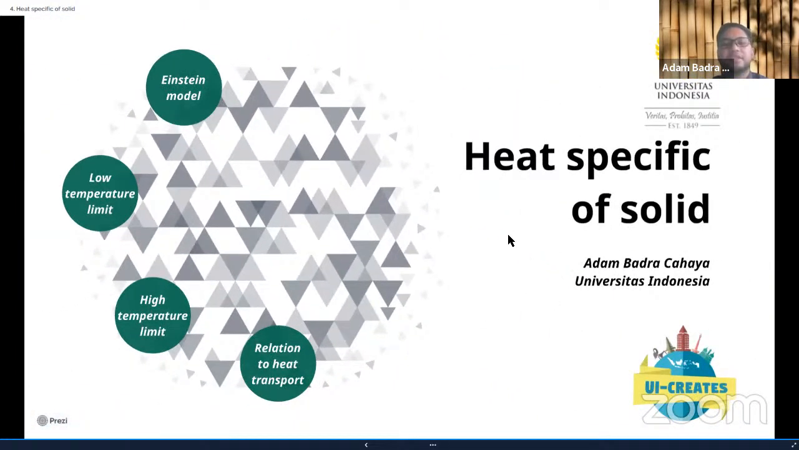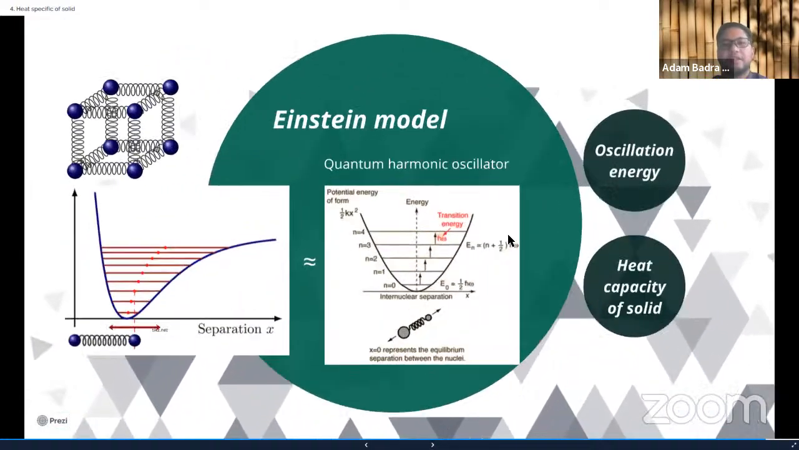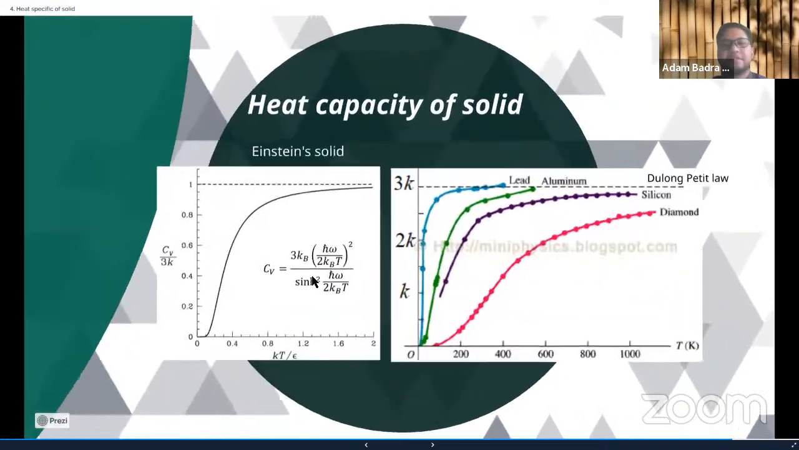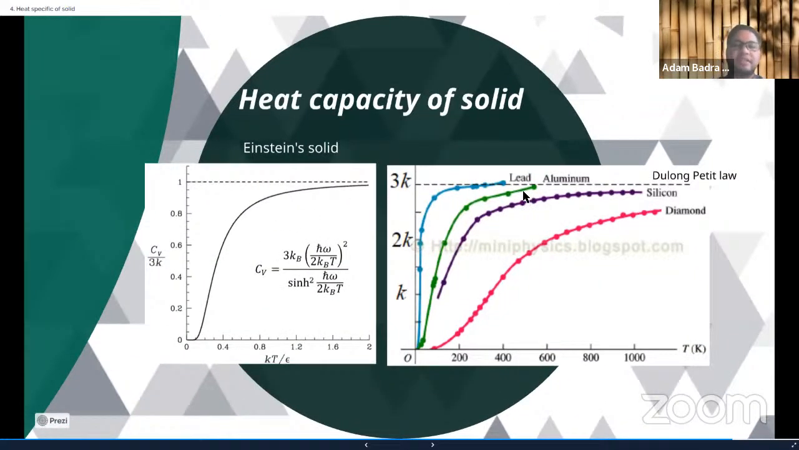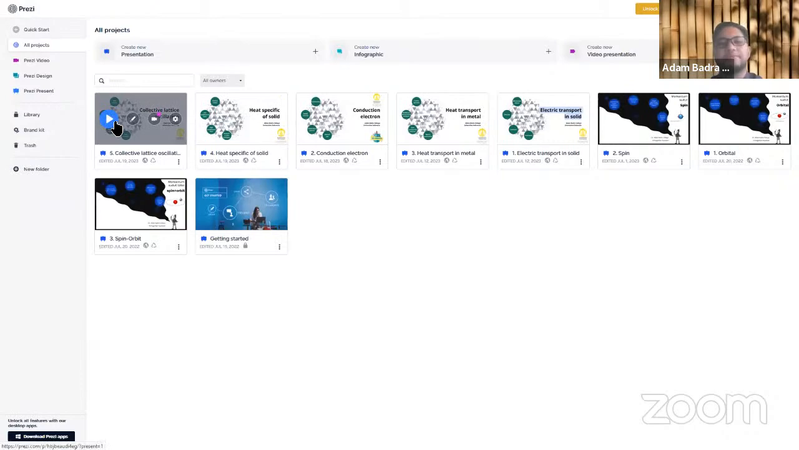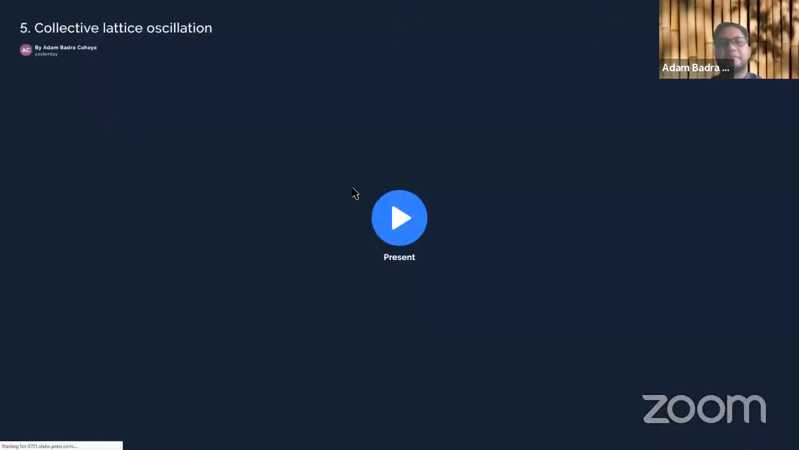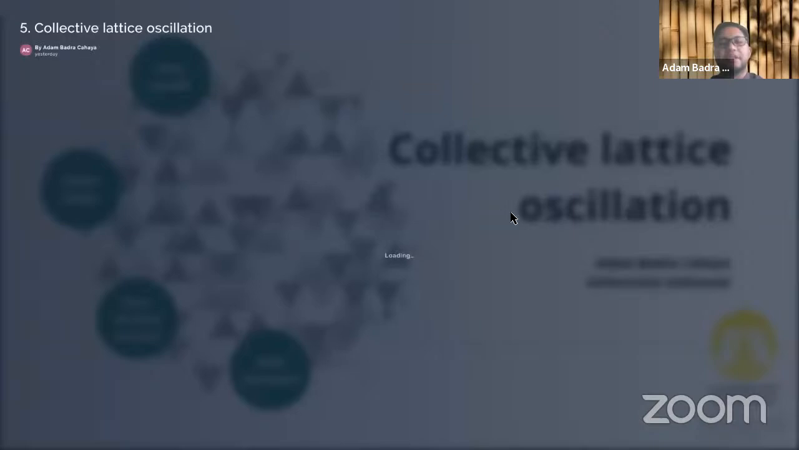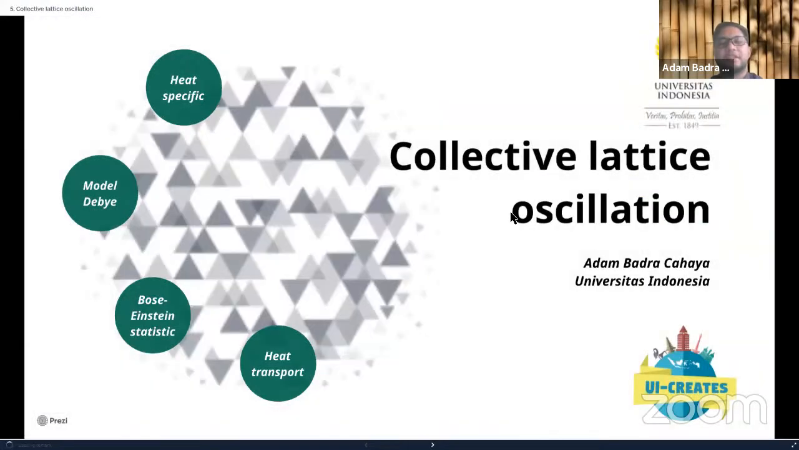And that's the discussion about the specific heat of solids. Before moving to the next one, I will show you that this Einstein model can describe some of the trend. However, we need to take a more fully quantum approach. So this is my last slide and my last discussion about this topic, heat and transport in solids. We will discuss heat transport, and we will have a more fully quantum description of what's happening.